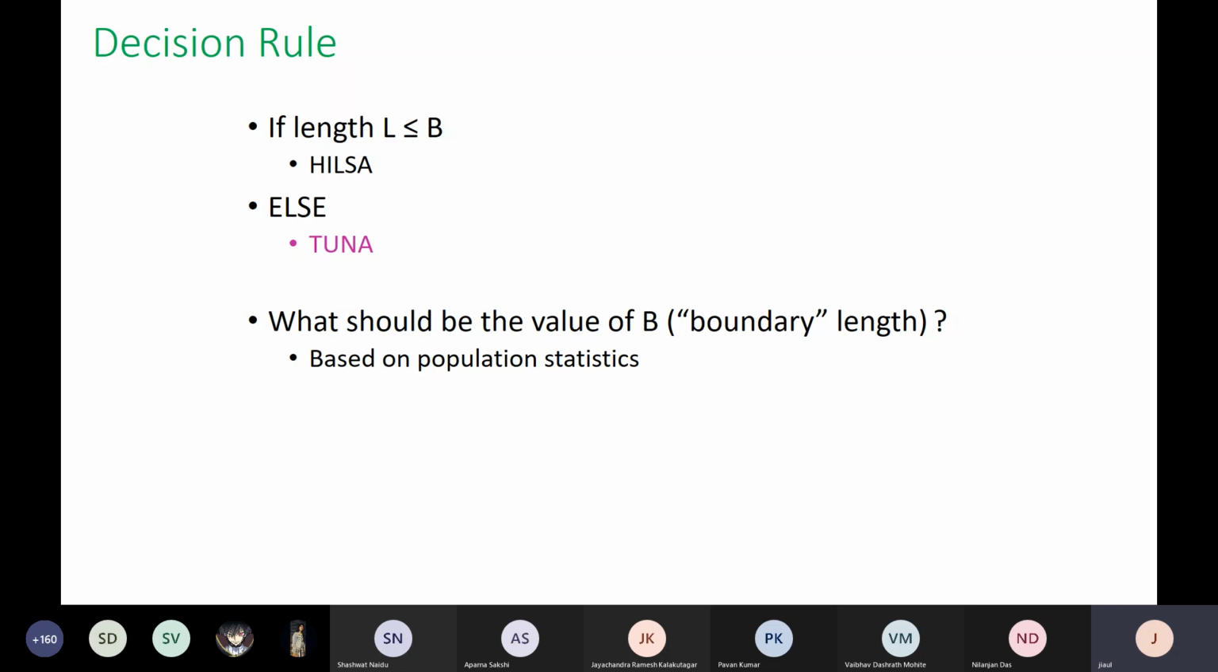That's the boundary, the decision boundary in this case, for example, this numerical value b. We use this population statistics to figure out what would be the possible value of b, or rather the best value of b. So we basically have to figure that out.